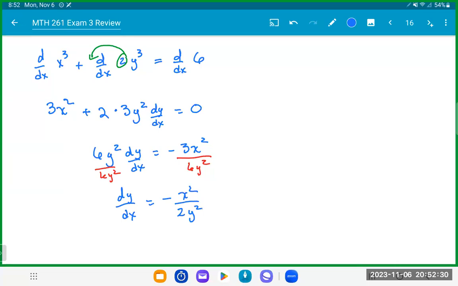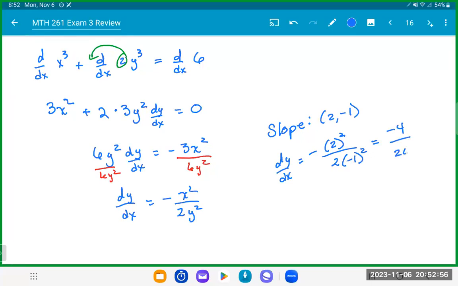Okay. And the last thing we need to do for this one is the slope. It asked us for the slope at the point 2, -1. So we would say dy/dx is equal to negative 2 squared over 2 times -1 squared. So this is -4 over 2 times 1, so -2. So the slope at that point would be -2. Okay? Questions?